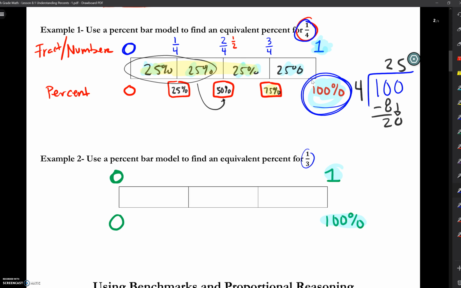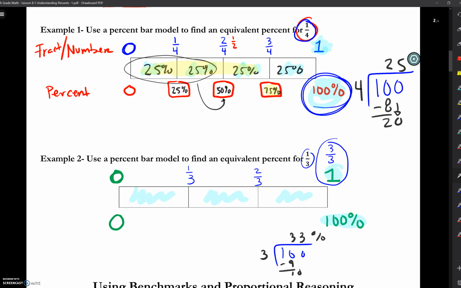So now I have 1/3. I'm going to put 1/3 here, and I'm going to put 2/3 here, and this ends up being 3/3, right? This is 3/3. And so now I'm going to take my 100, and I'm going to divide it by how many pieces I have. I have 1, 2, and 3. So I'm going to take my 100 and divide it by 3, and I end up with 33%. So 1/3 would be 33%.